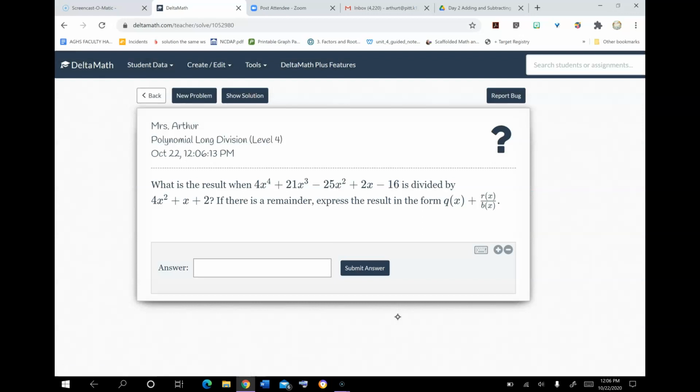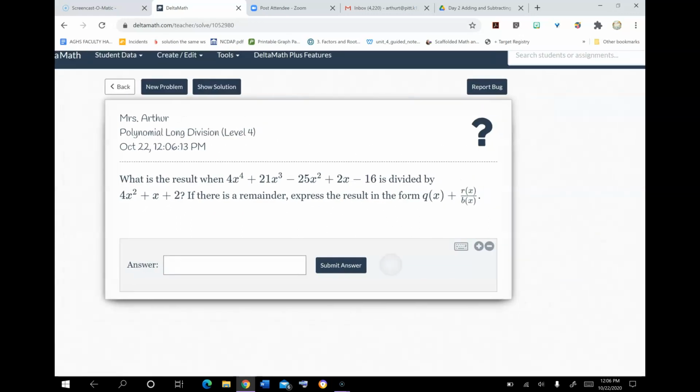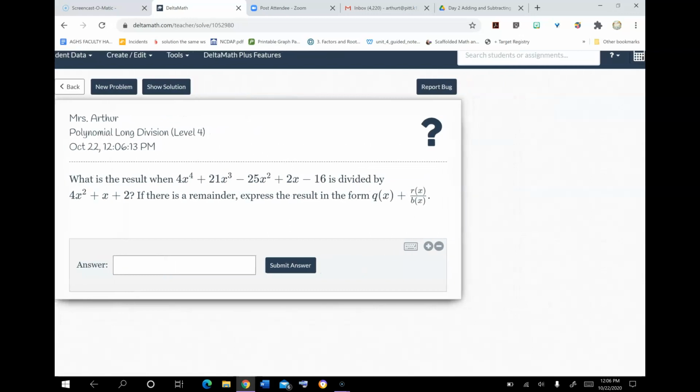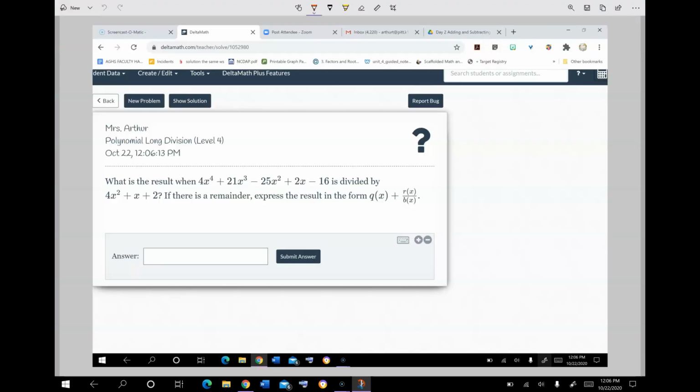Level 4. All right. This one's going to kick it up a notch. I'm trying to get enough room. There we go. That'll be a good screenshot. All right. So here we go. This is what you're dividing by. So he goes on the outside. So I'm going to put 4x squared plus x plus 2.